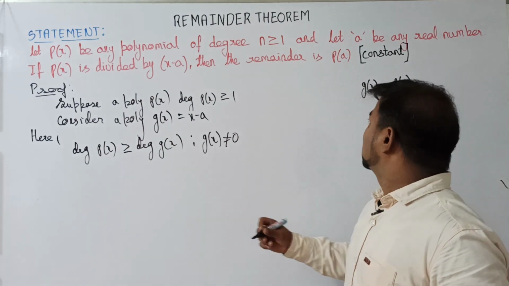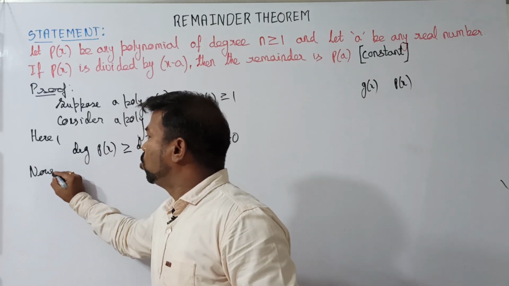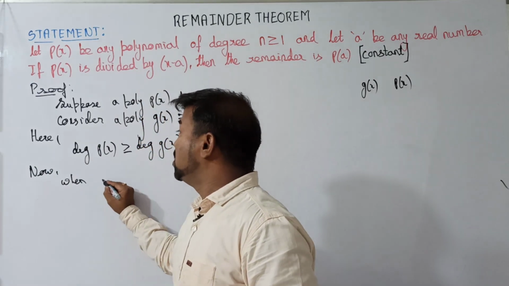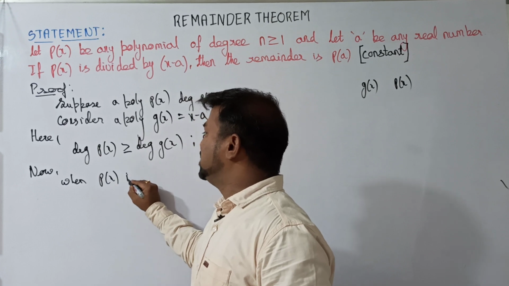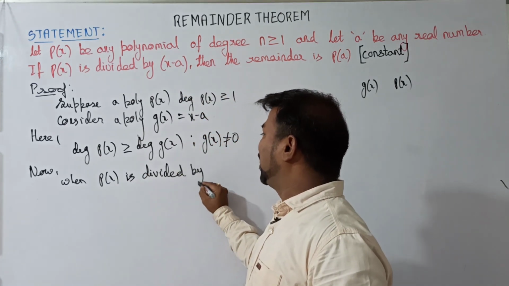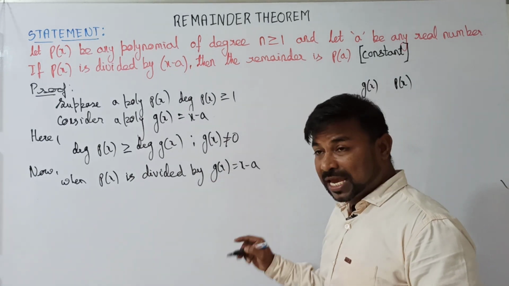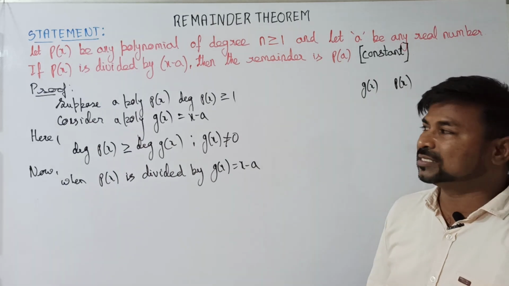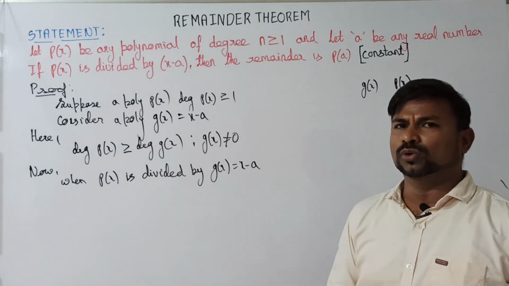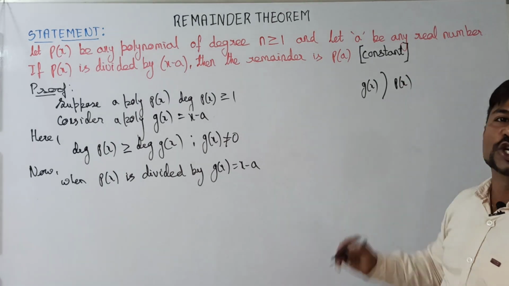Now, what we are saying is, when p of x is divided by g of x, which is nothing but x minus a, g of x we have taken as x minus a. Now let's divide this p of x by g of x.